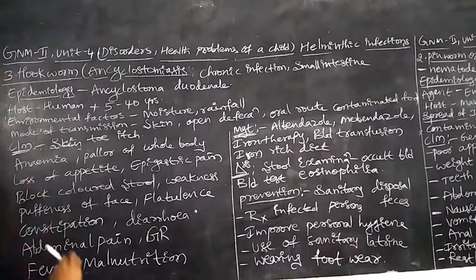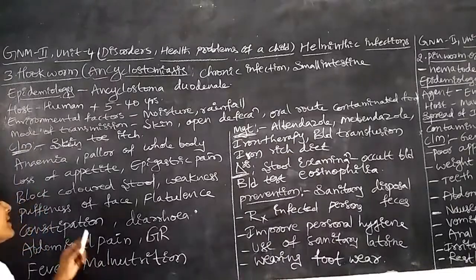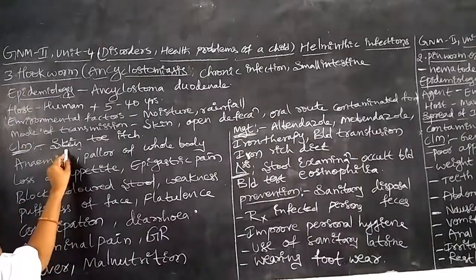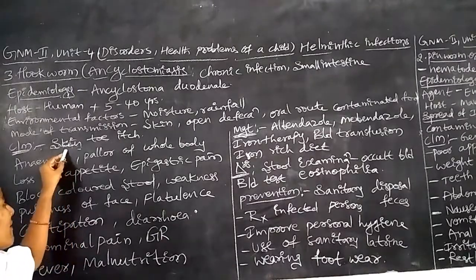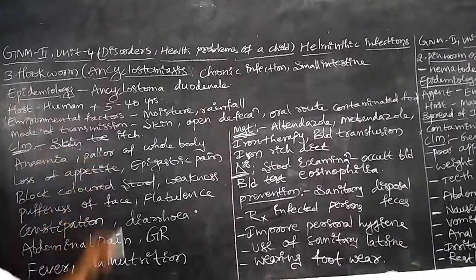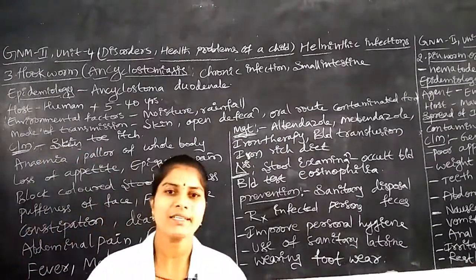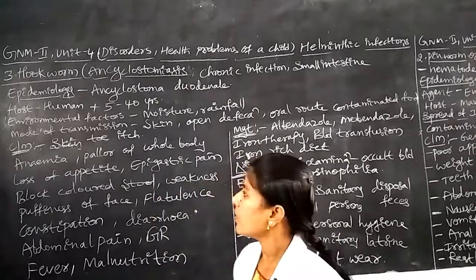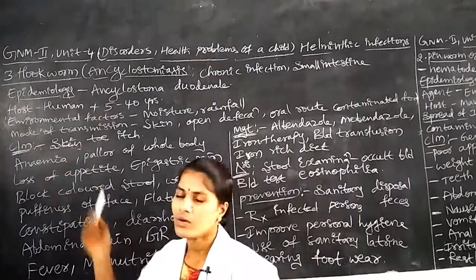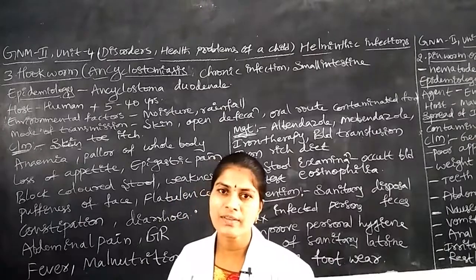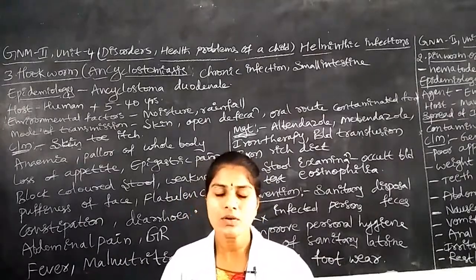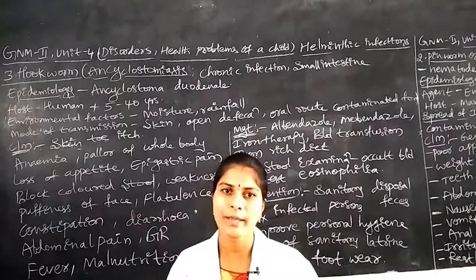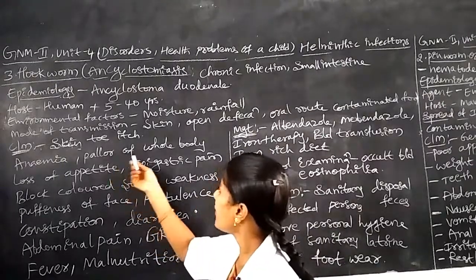Another thing we are going to discuss is the clinical manifestations. The children or persons who are suffering with this type of hookworm infection have itching in the skin, especially in the toes. Next one is anemia. People suffering with hookworm infection have blood loss or low hemoglobin in their body. Next, pallor of the whole body.